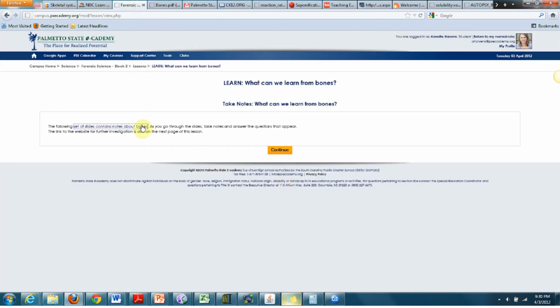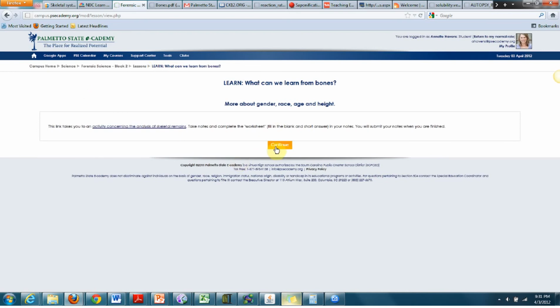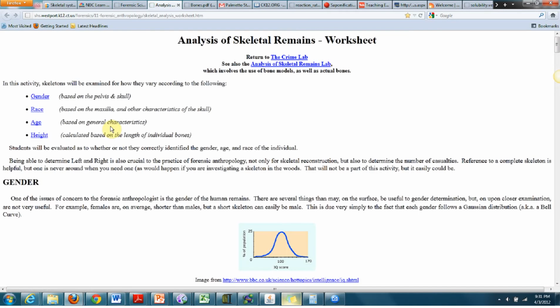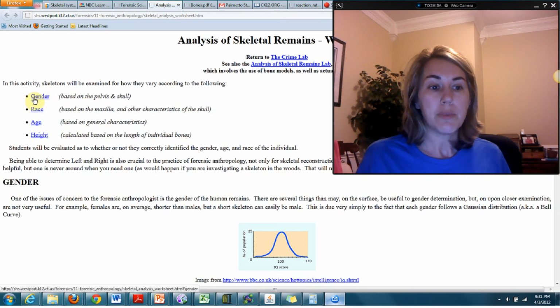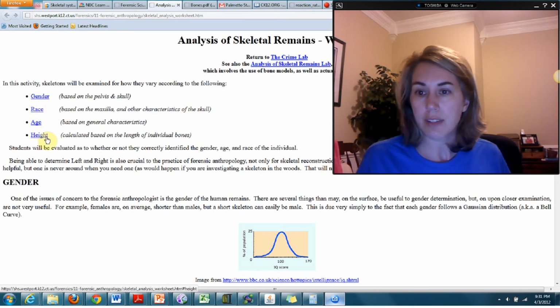Then, when you have finished this presentation and go through all of the slides and have really good notes, you will go back to that website and you'll click on the link here. It takes you to the same website that's posted in the notes. And from here, you're going to be able to go back through and look at race and height, because those will be the two areas that we didn't cover using those slides.